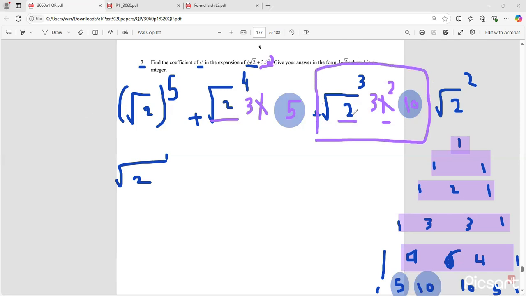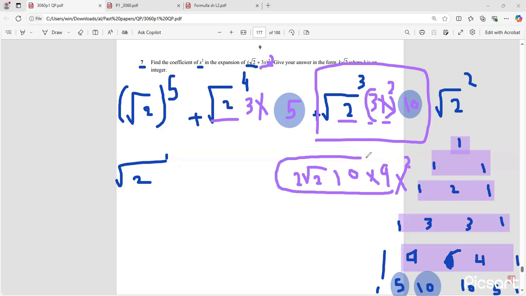So all we do is get root 2 to the power 3, which is root 2 times root 2 times root 2, which equals 2 root 2, multiplied by 10. Multiply by, don't forget, this 3 is squared. Don't forget this 3 is squared, okay? Multiply by 10, 3 squared is equal to 9, and x squared. So he needs this number, which is the coefficient of x squared. So we do 2 times 10, which is 20. Multiply by 9, 2 times 9 is 18. Then put a 0, which is 180 root 2, and that is the answer.